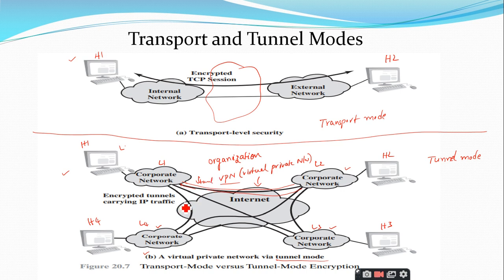So you have established a tunnel between this L1 and L2 networks. Similarly, L2 and L3 are connected via this network, so L2 and L3 have a tunnel between them. Similarly, L3 and L4 are connected via a tunnel, and L1 and L4 are connected via a tunnel. L1 and L3 are also connected with a tunnel, and L4 and L2 are also connected with a tunnel. So this is a brief idea of what transport mode is and what tunnel mode is.